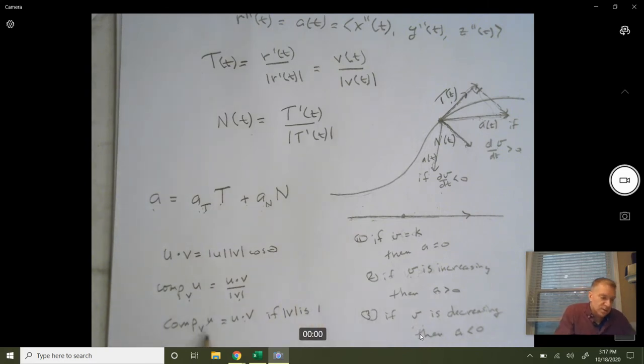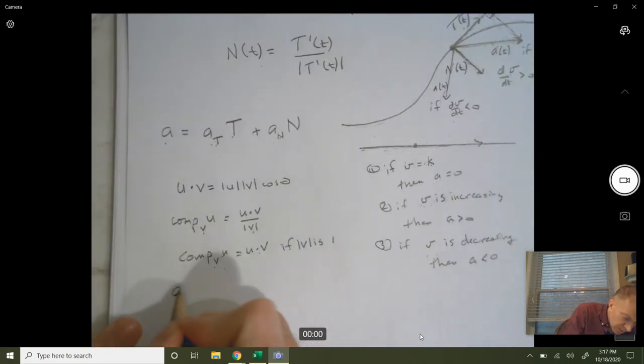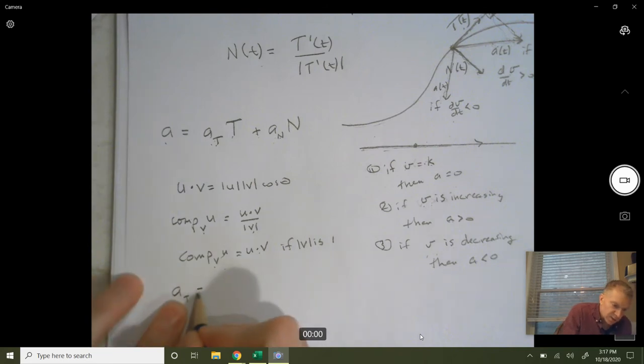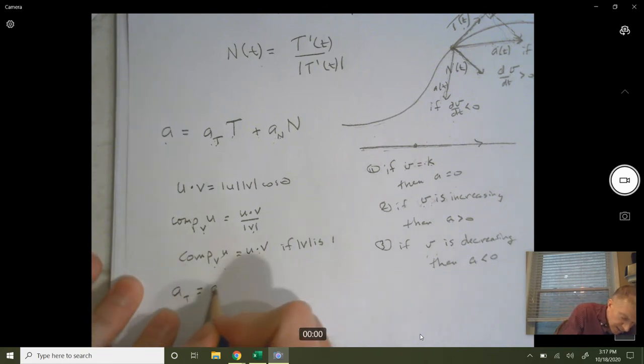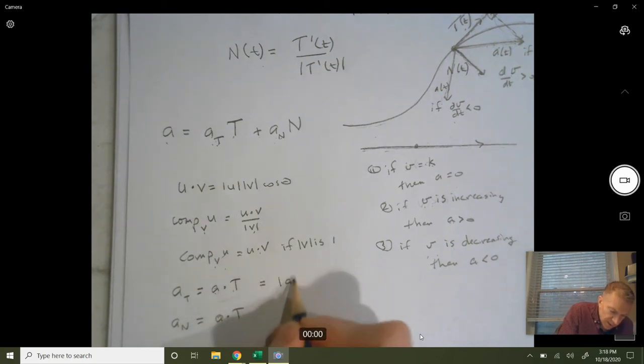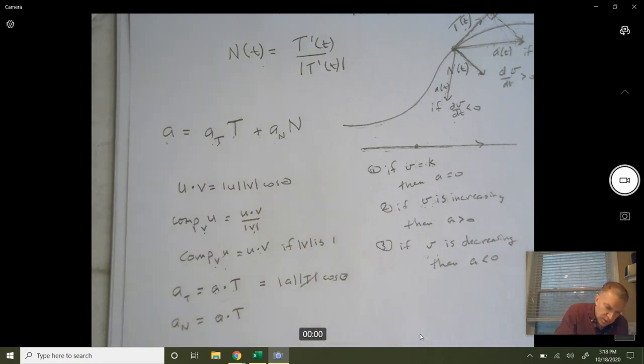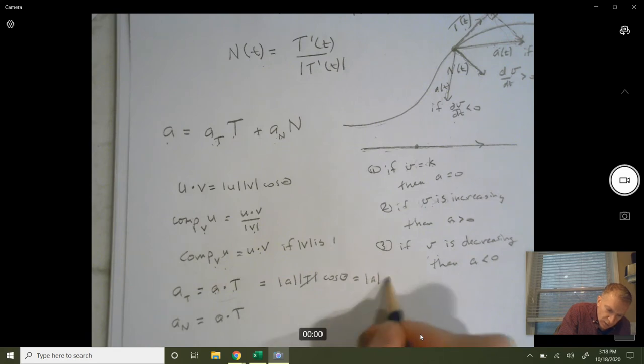Okay, so in the same way, what we can say here to simplify this is that the tangential component of acceleration is simply equal to a dotted with t. And the normal component of acceleration would be equal to a dotted with n. So if you think of a dot product of the component of the acceleration that's in the direction of the tangent, and think about what this means, this is magnitude of a times magnitude of t times the cosine of the angle between them. Magnitude of t is 1, so this is really just the magnitude of a cosine theta.